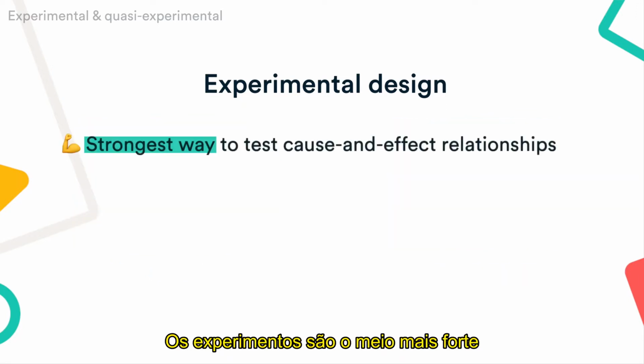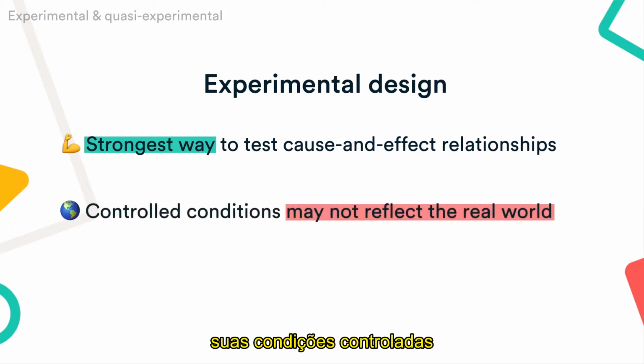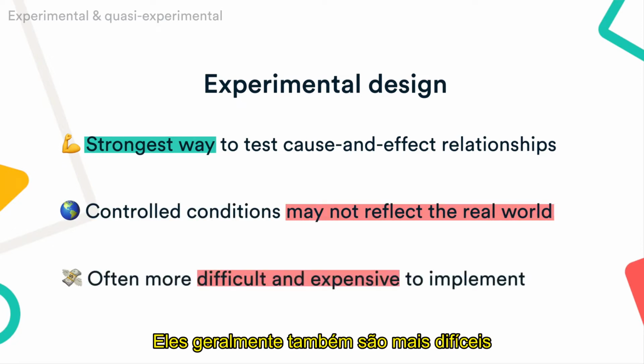Experiments are the strongest way to test cause and effect relationships without the risk of other variables influencing the results. However, their controlled conditions may not always reflect how things work in the real world. They're often also more difficult and expensive to implement.